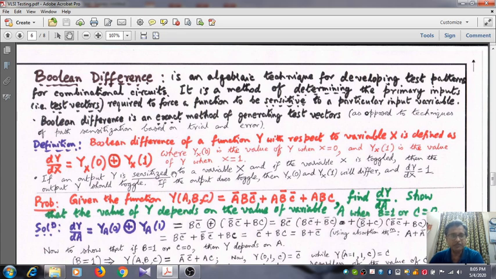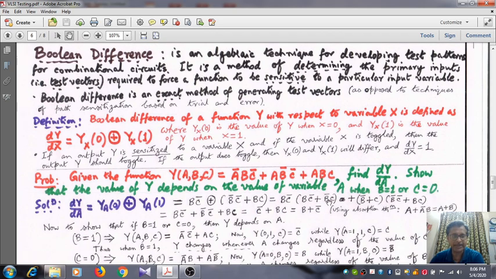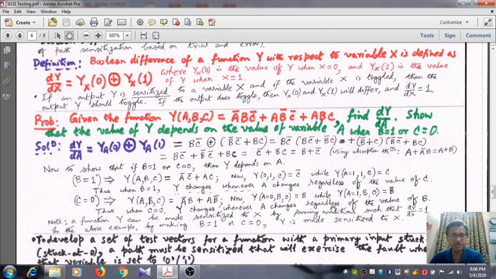Now if an output y is sensitized to a variable x, and if the variable x is toggled, that means once it is 0 and other time it is 1, then the output y should toggle, right? y would be different in the two cases. If the output does toggle, then y at 0 and y at 1 will definitely be different, that means this XOR value will give rise to the value 1. So dy/dx equals 1. We indeed require dy/dx to be 1 if we have to make y sensitized to a variable x. Let us apply it to a 3 variable case.